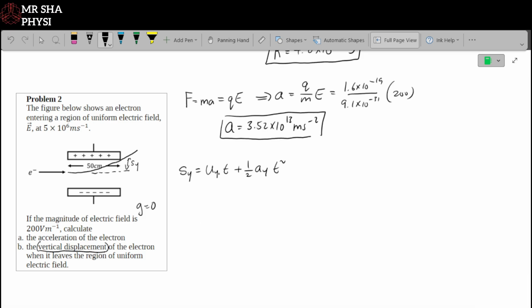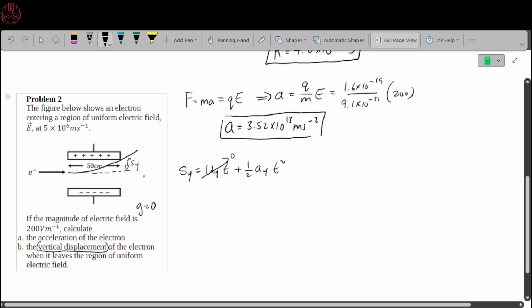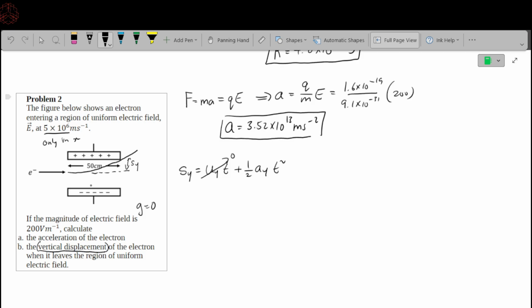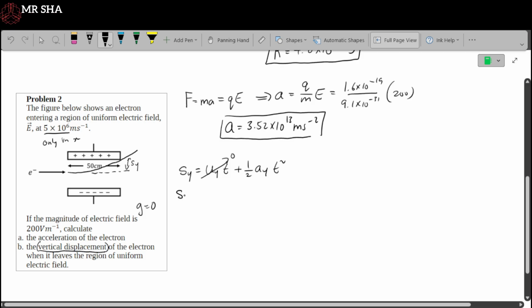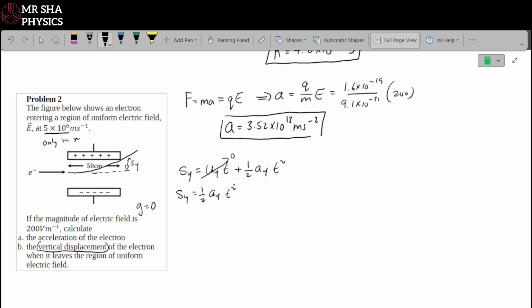Then my initial velocity and my final velocity. Now, my initial velocity in y is 0 because this 5.6 is only in the x direction. So then my Sy becomes half times ay t squared. Where do I find t squared?